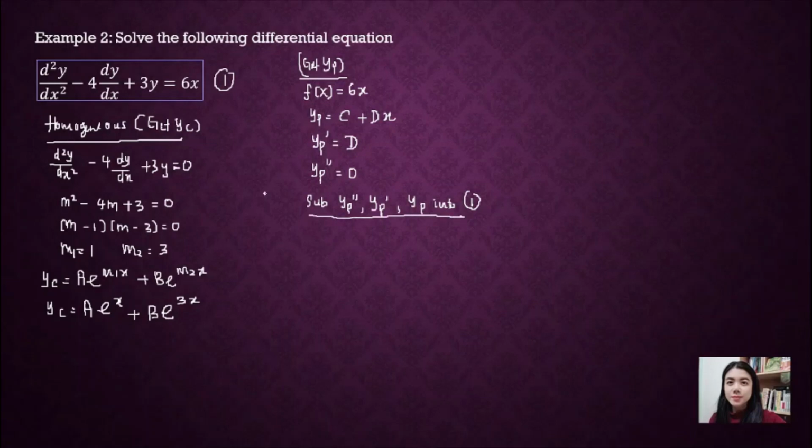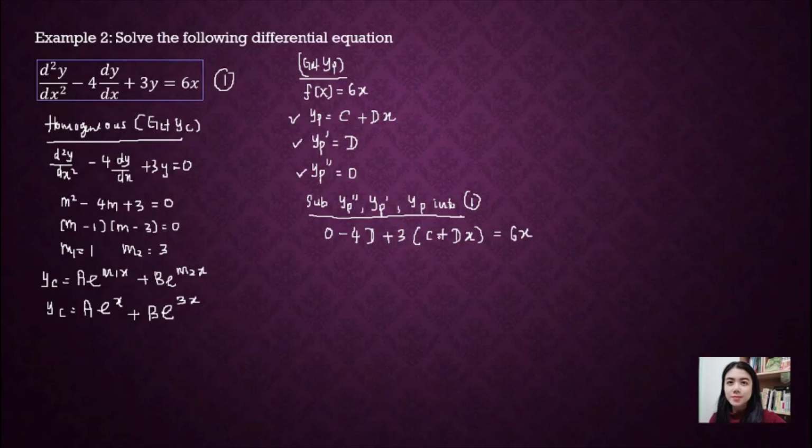So you will have, this one is the y double prime, which is actually 0, minus 4 multiplied with the y prime, that is d, plus 3y. Your y is c plus dx, so 3 times (c plus dx), and equals 6x.